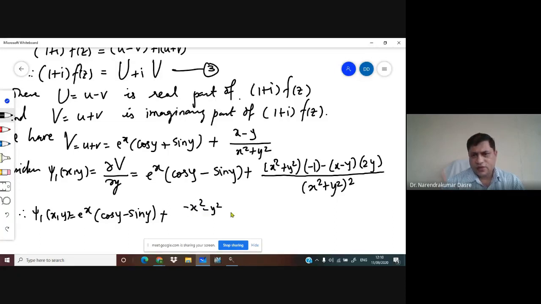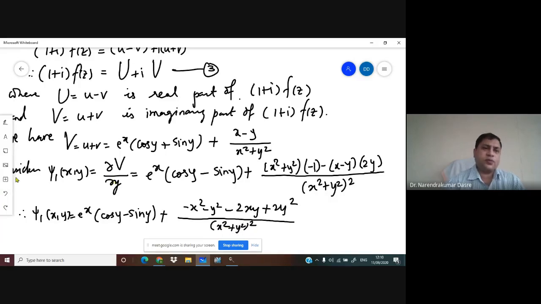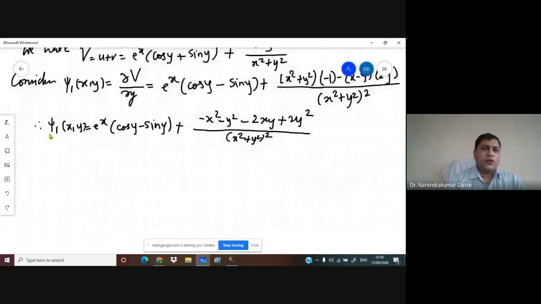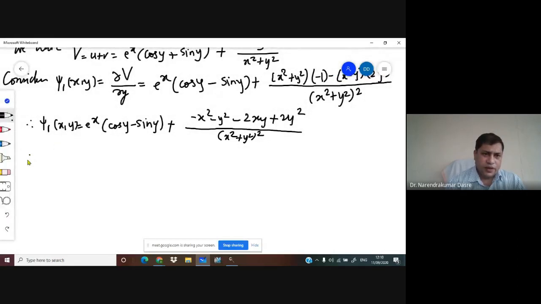And hence we have to consider the first step f of z and imaginary part. And now we have to consider the second step. So what do we have? Consider psi 1 of x, y, which is ∂V/∂y. So please write this V capital, okay, when we are in this kind of examples. So ∂V/∂y.